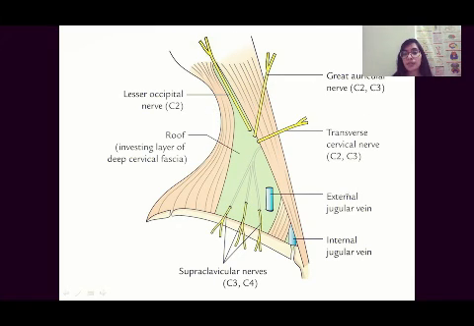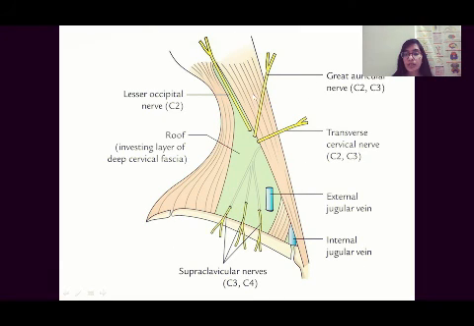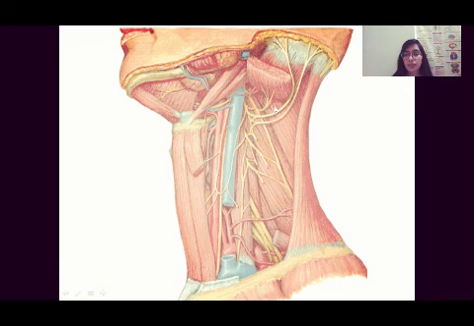Now coming to the nerves which are going from this posterior triangle: greater auricular nerve, transverse cervical nerve, external jugular vein, lesser occipital nerve, and the roof. Okay, so as I already told you, the roof is formed by the fascia, the floor we have discussed from these muscles, and the nerves which are supplying here are greater auricular, lesser occipital, transverse cervical and external jugular, and the group of C3 and C4 supraclavicular nerves.